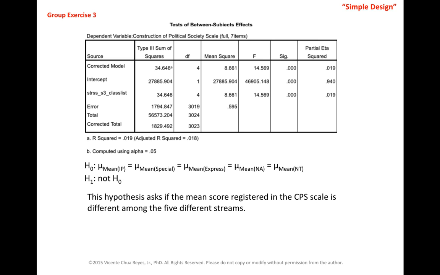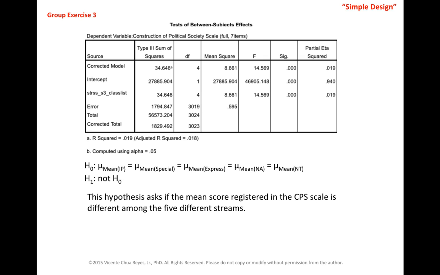Could we reject the null hypothesis, which means that we acknowledge that there are differences, or do we fail to reject the null hypothesis, which essentially means that if we take a look at construction of political society scale, controlling for academic streams is meaningless. What do you think?